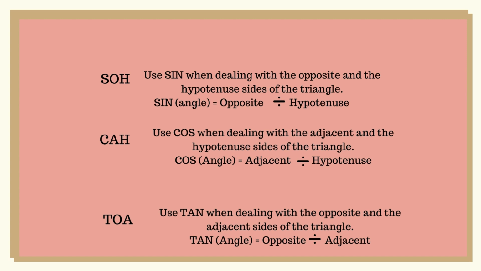SOH is for when you're dealing with the opposite sides and the hypotenuse sides of the triangle. If you have the opposite side and you're trying to get the hypotenuse side, or you have the hypotenuse side and you're trying to get the opposite side, you use the sine. If you have the adjacent side and you're trying to get the hypotenuse side, or you have the hypotenuse and you're trying to get the adjacent, you use the cos. If you have the opposite side and you're trying to get the adjacent, or you have the adjacent side and you're trying to get the opposite side, then you use the tan. So that will guide you to know which of the formulas to use.